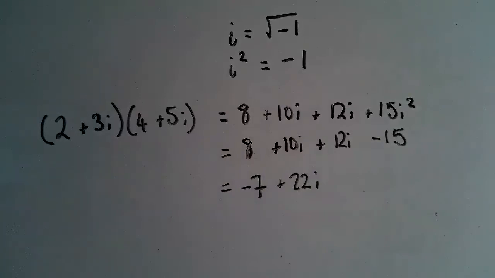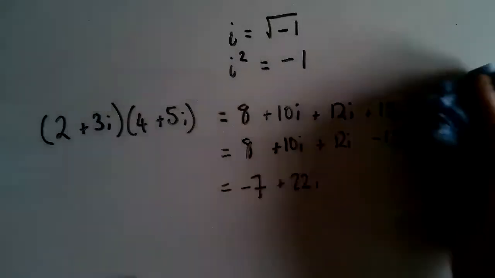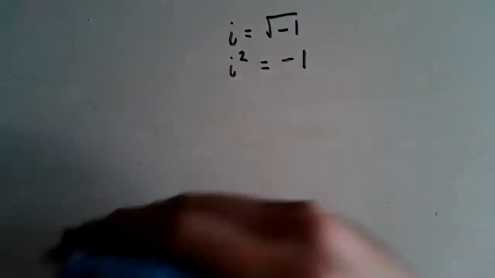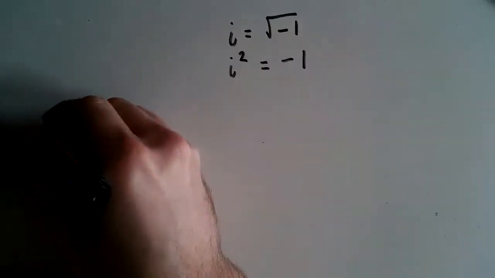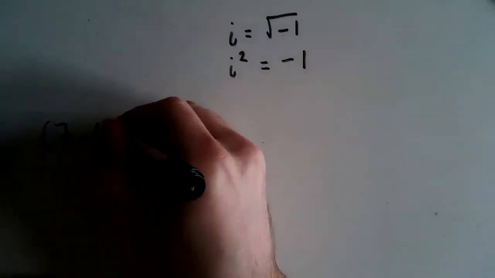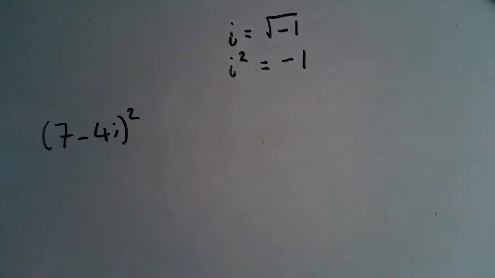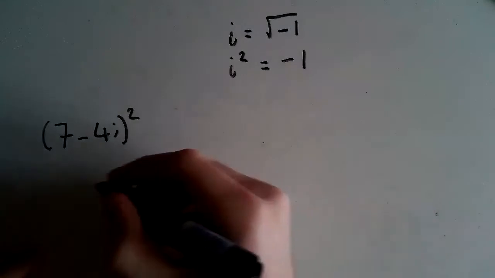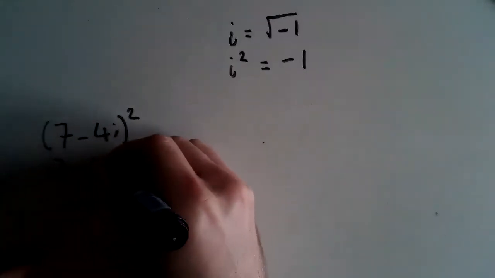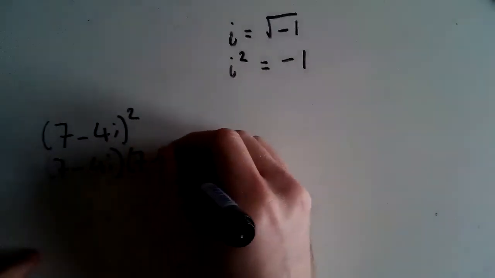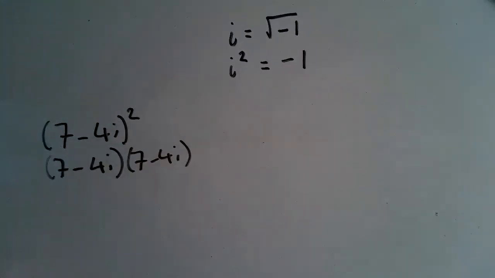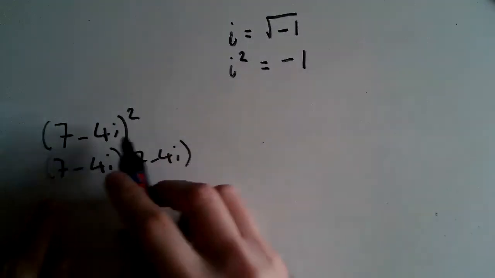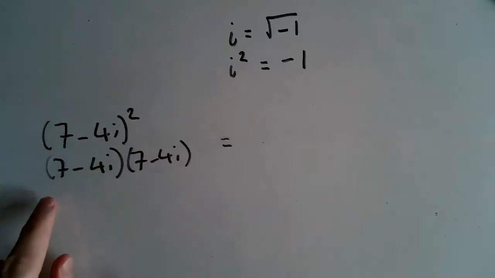Okay, let's try another one. 7 minus 4i squared. So remember, I can't just square the numbers individually. I have to expand the bracket because that means 7 minus 4i, 7 minus 4i. You might know the quick trick of squaring the bracket, or you might just want to do it bit by bit. So let's just do bit by bit.